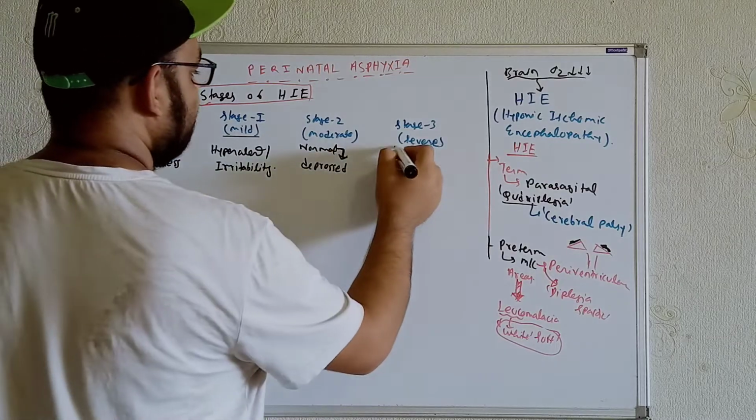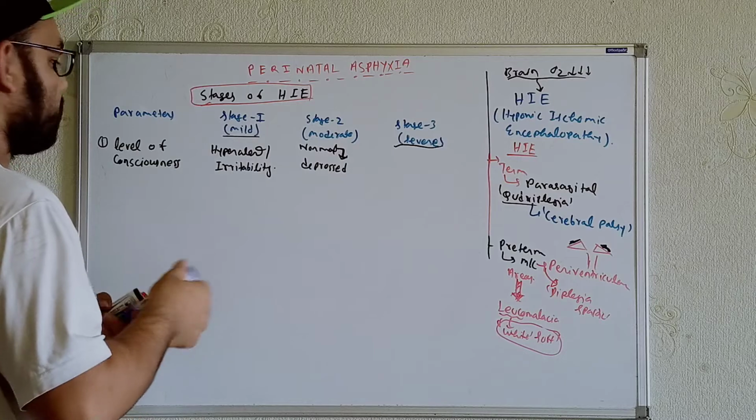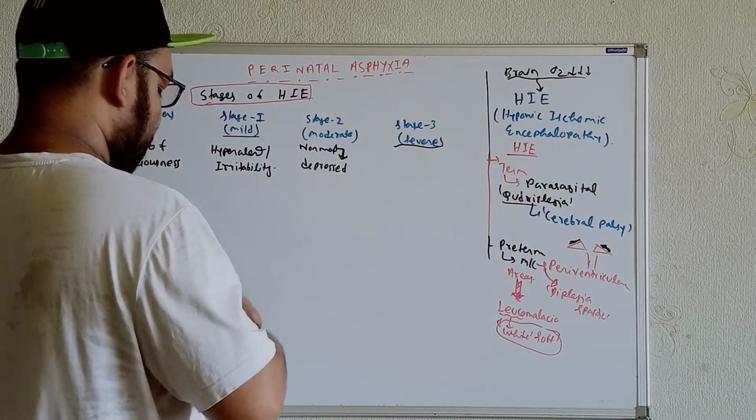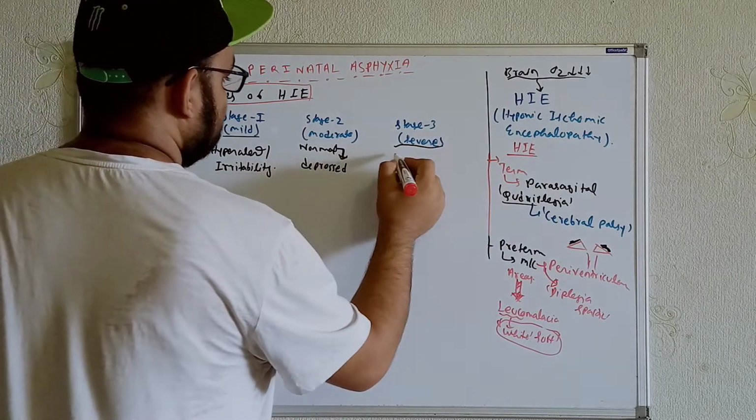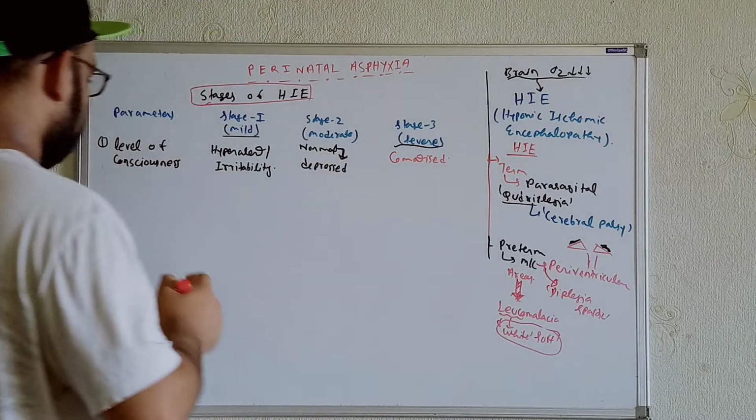And in stage 3 there will be coma. There will be no response. The level of consciousness will be lost over here, so I'm highlighting that it will be comatose. The first thing, level of consciousness, okay.